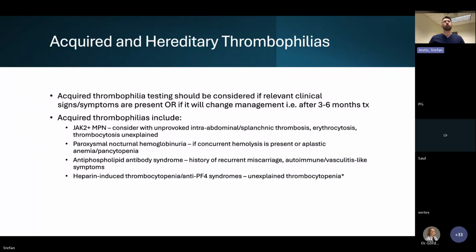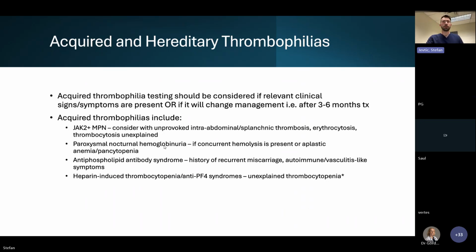Moving on to acquired thrombophilia. These tests should be considered if there are relevant clinical signs or symptoms, and I'll go through some of those, or if we think it will change management, i.e. after 3 to 6 months of treatment, or if we think there's a strong risk of triple positive APS requiring warfarin. So what are the acquired thrombophilias? Typically, we think of our JAK2 positive MPN. So in someone coming in with unprovoked intra-abdominal or splanchnic thrombosis, erythrocytosis, or thrombocytosis that's unexplained, we should consider sending a JAK2. Again, this is a genetic test, so it won't be influenced by acute phase reactants.